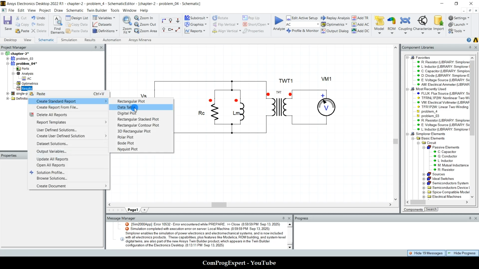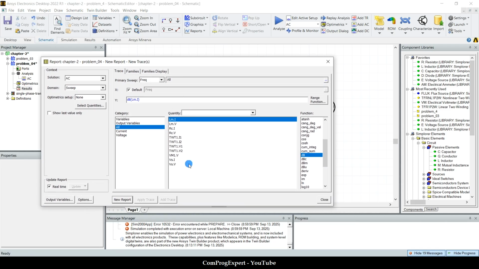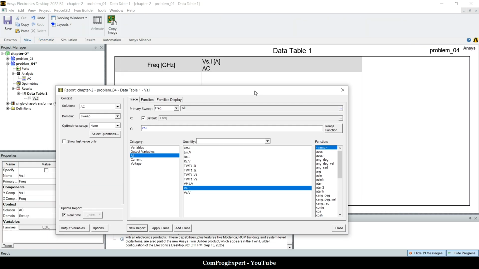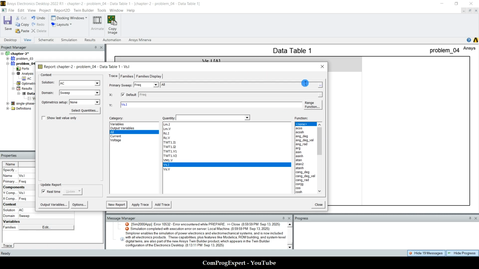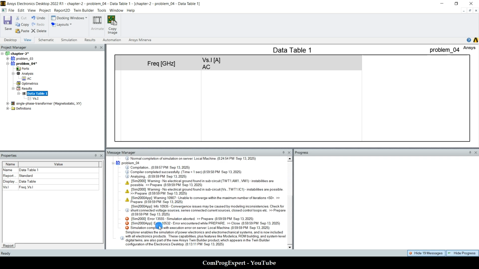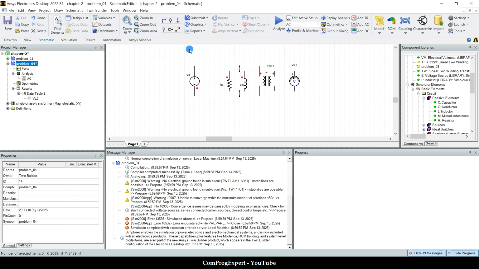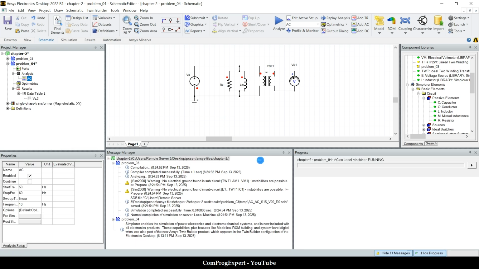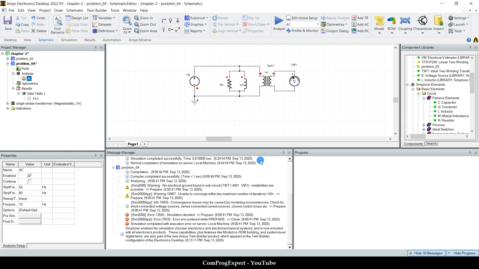So here, plot the VSI, the current of the voltage source. Why don't we have current here? Okay, we got one error. So let me add a ground here. Okay. In that case, I think we had a floating point.